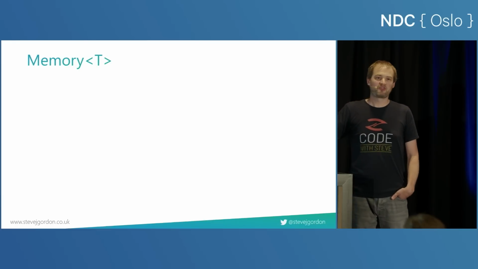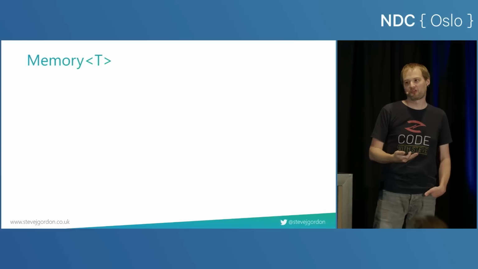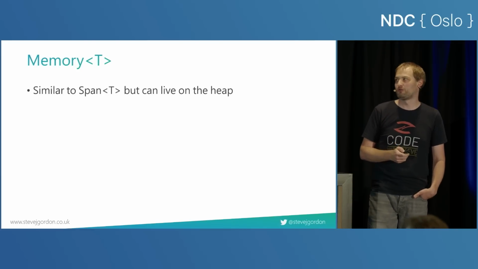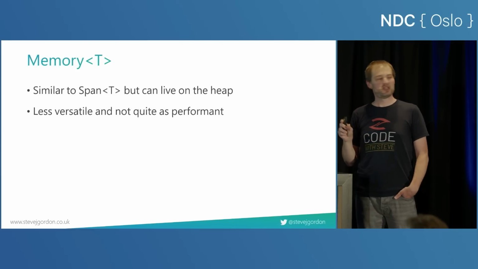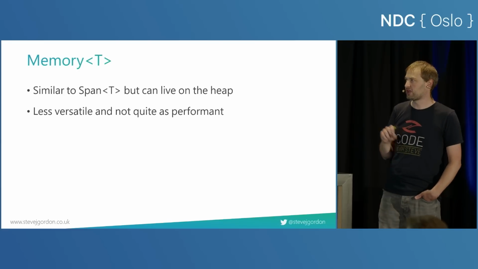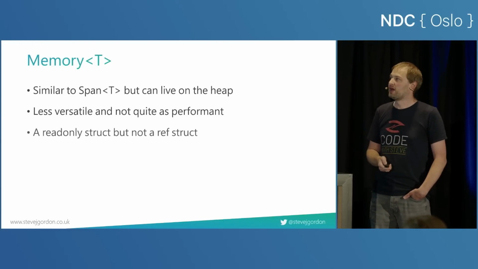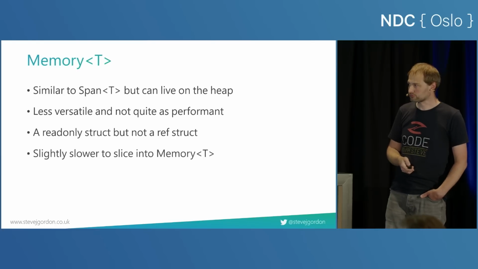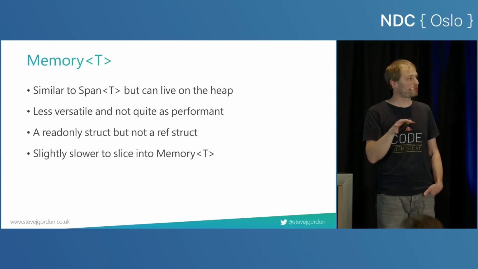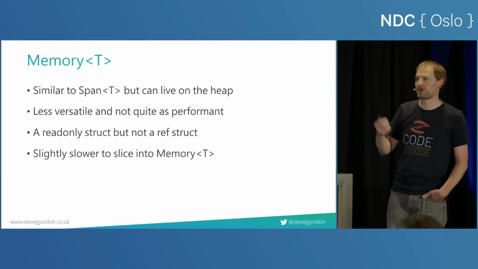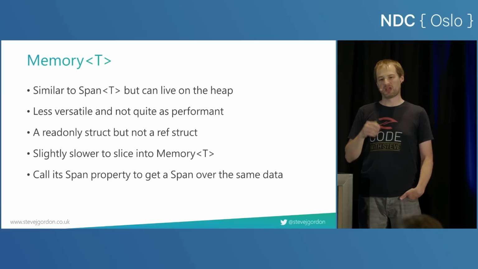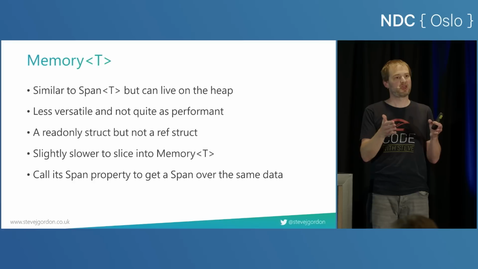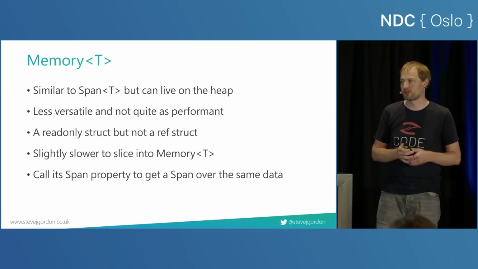And that's because there's a sister type called Memory<T>, which has a lot of the same APIs and doesn't have quite the same requirements, so it can live on the heap. It's slightly less versatile than using Span, and slightly less performant. It's defined as a readonly struct, not a ref struct. So doing things like slicing into a Memory<T> is slightly slower compared to Span. But at any point in time, once you've got that Memory<T>, you can call its Span property and then get the Span representation of the data that it's looking at.